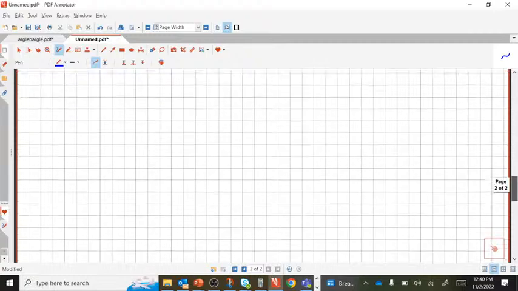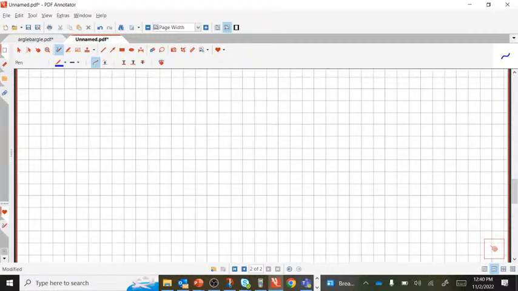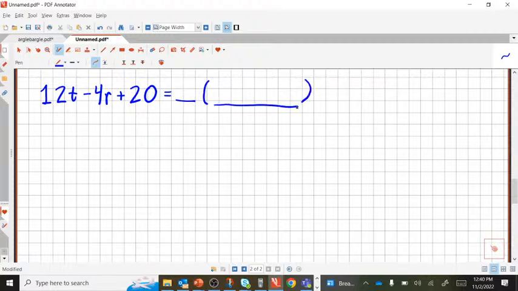Excellent. I'm going to give you something in expanded form, and you're going to give it to me in factored form. Got a pencil? Absolutely. 12t minus 4r plus 20. You're going to write it in factored form. That means you're going to put something here, parentheses, something here, so that when you distribute this number into those parentheses, you would get 12t minus 4r plus 20.